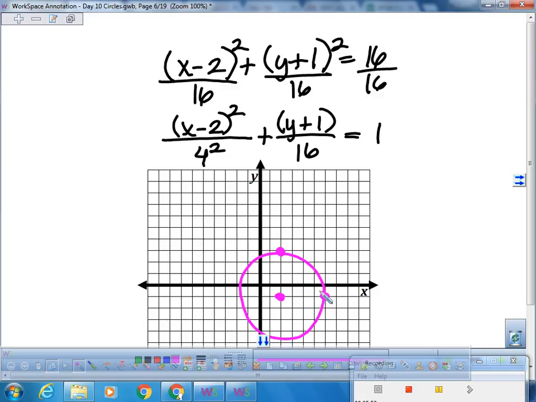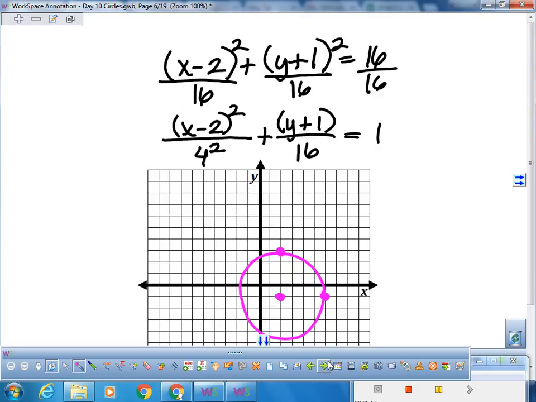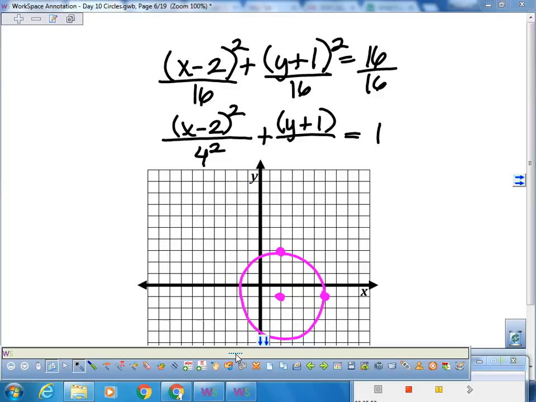Does that make sense? So you can look at it like this, where it's r squared, or you can look at it like this with a 1, and they're both going to be moving in the same direction. I'm sorry, the same distance.